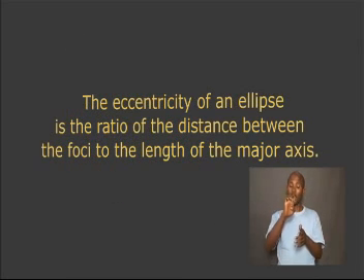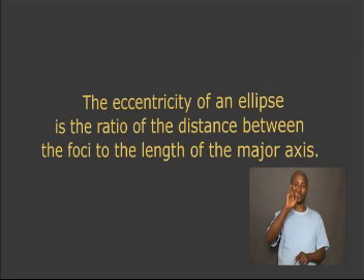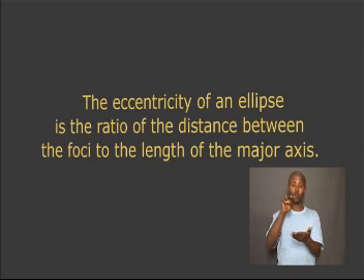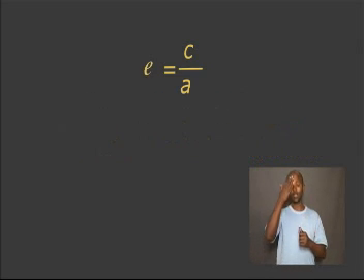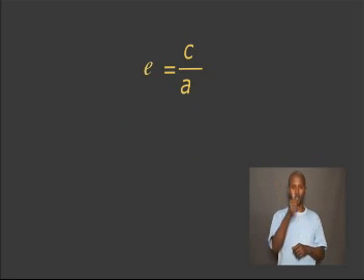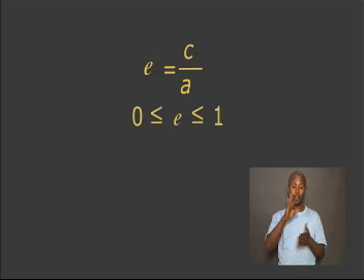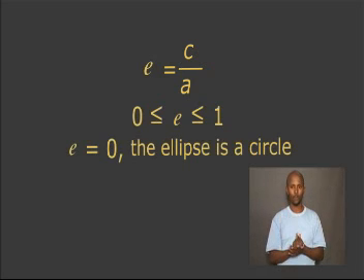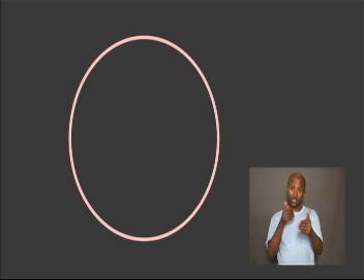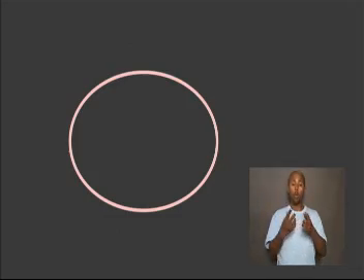An ellipse has a special property called its eccentricity. Denoted by a small e, the eccentricity of an ellipse is the ratio of the distance between the two foci to the length of the major axis. We can determine eccentricity by taking c over a. E will be a number between 0 and 1. When e is 0, the ellipse is a circle. As e tends toward 1, the ellipse has a more elongated shape.